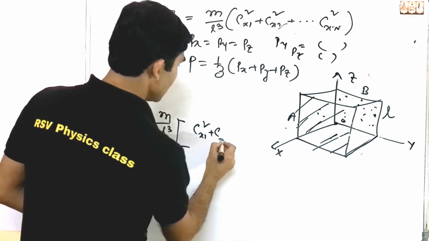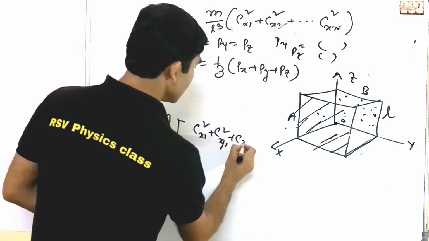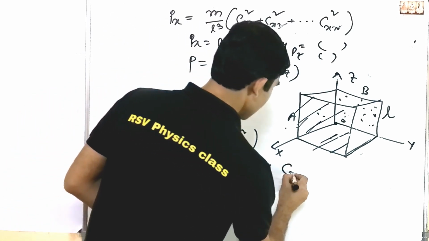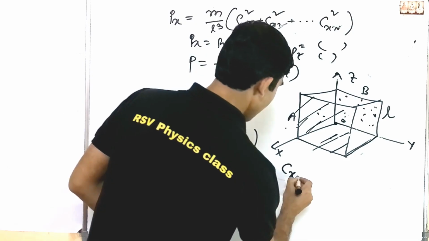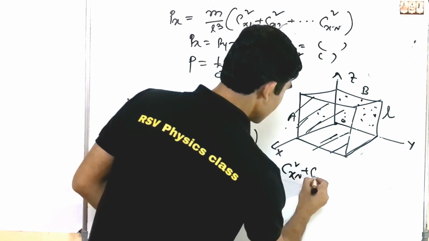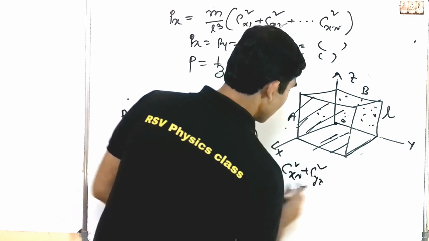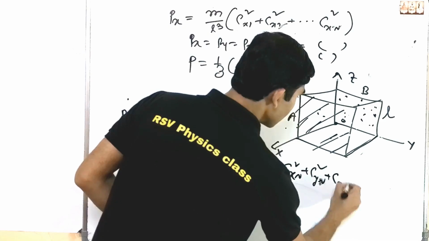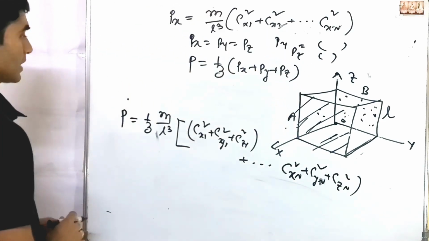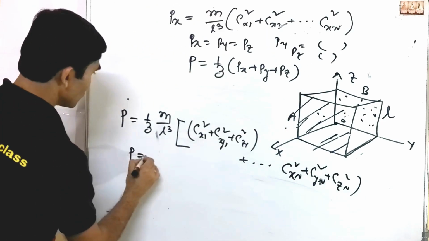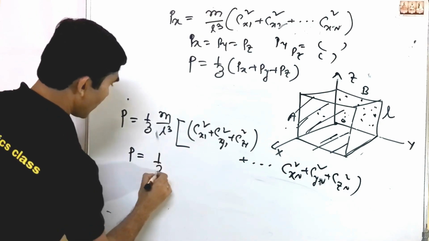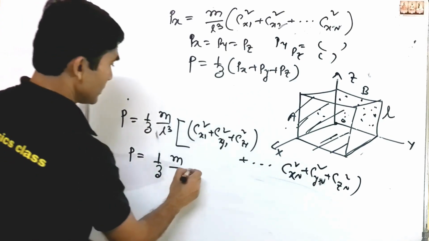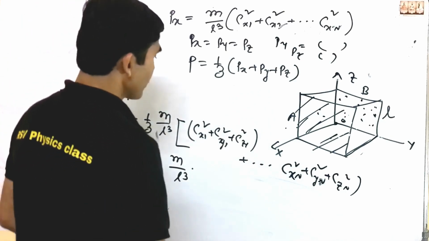Cx square, Cy1 square plus Cz1 square, and thus it is Cxn square, Cyn square plus Czn square. So ultimately you can write P equal to 1/3 m over V.